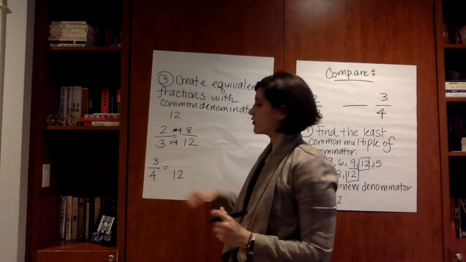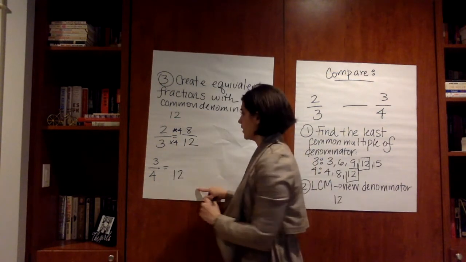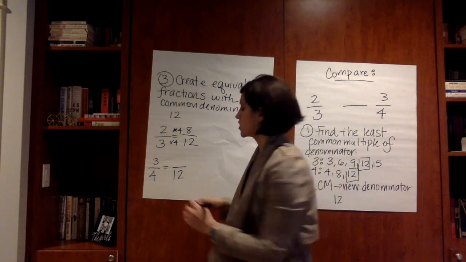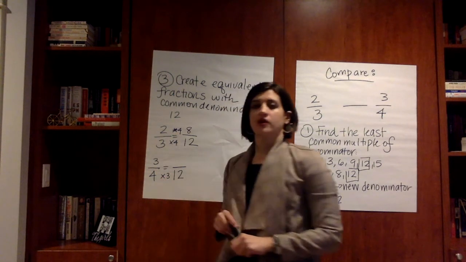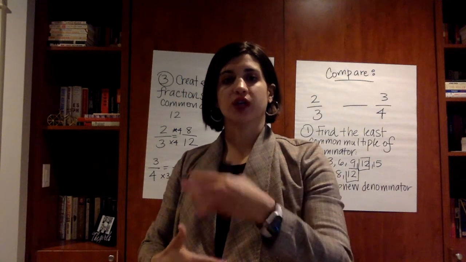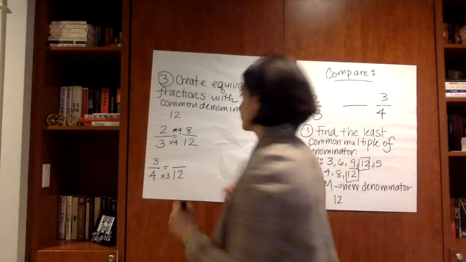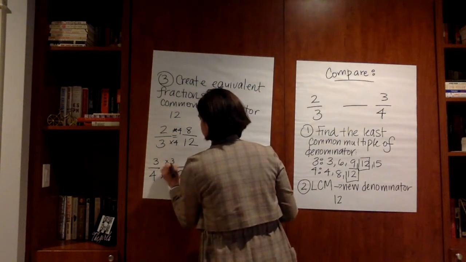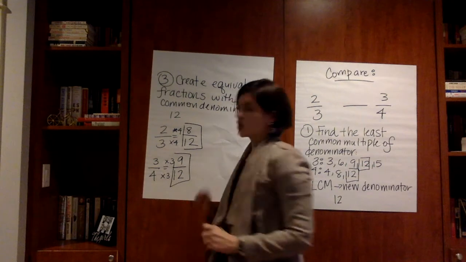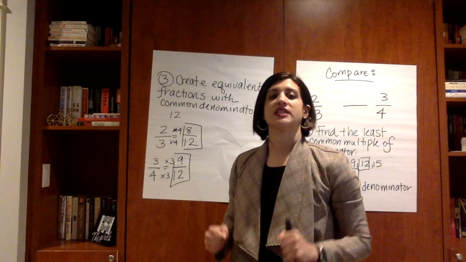And I do the same thing for 3/4. In this case, I ask myself, what do I multiply by 4 to get 12? And my answer is 3. Therefore, I multiply 4 times 3, which gets me 12. And as I mentioned, we do the exact same thing that we did to the denominator to the numerator. Therefore, I multiply 3 times 3, which gets me a product of 9. So 2/3 is equivalent or equal to 8/12, and 3/4 is equivalent to 9/12.